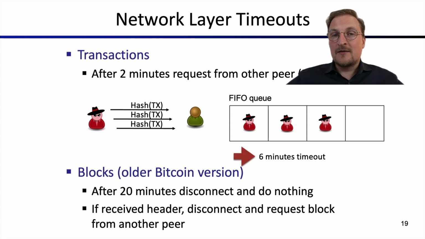So as a homework, you might ask yourself, why would a peer only request data from one peer at a time, right? Why would the node not, for example, request the data from multiple peers at a time? What's the rationale behind that?